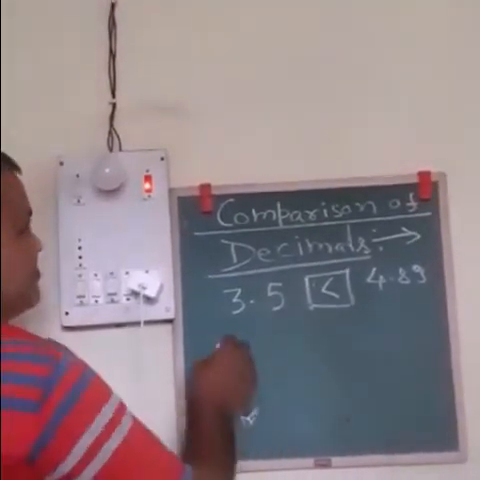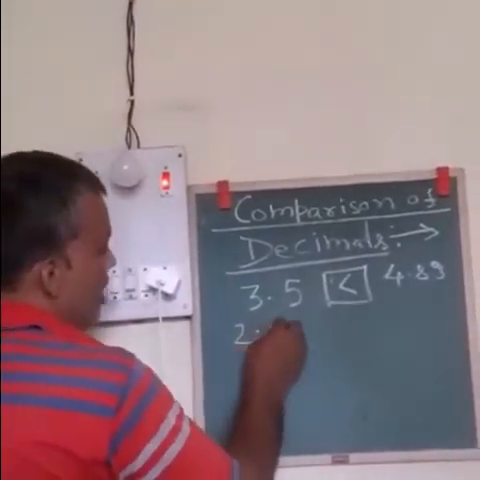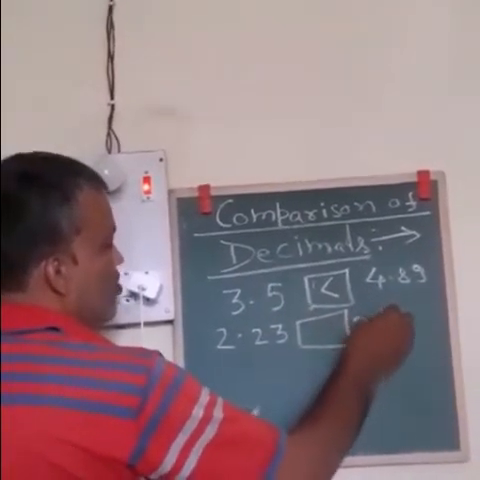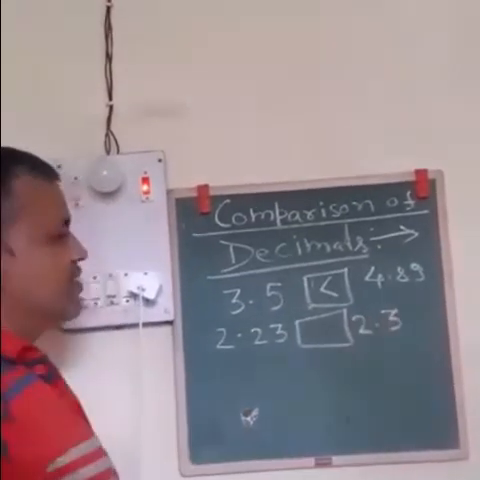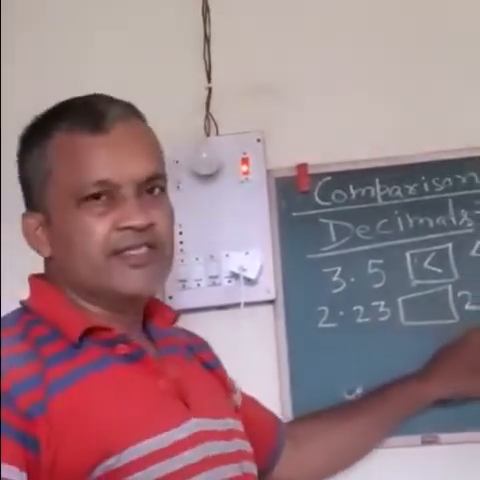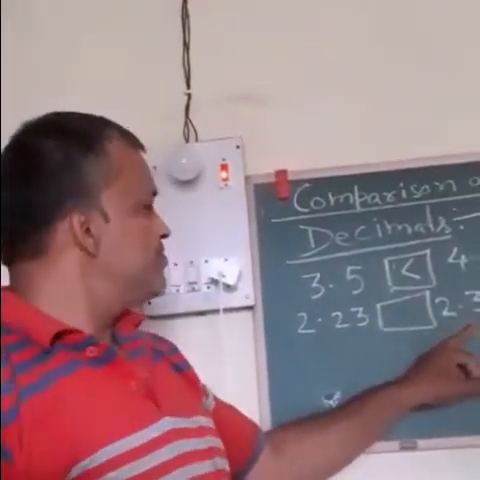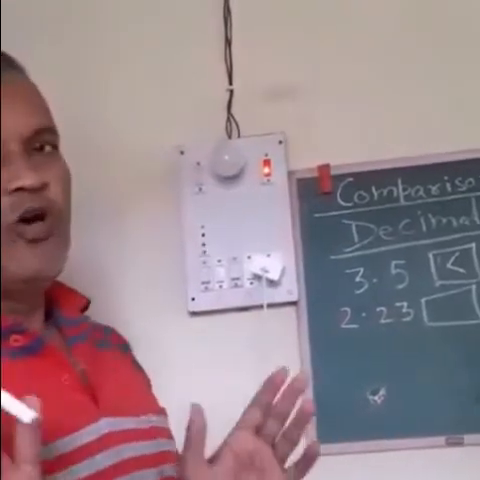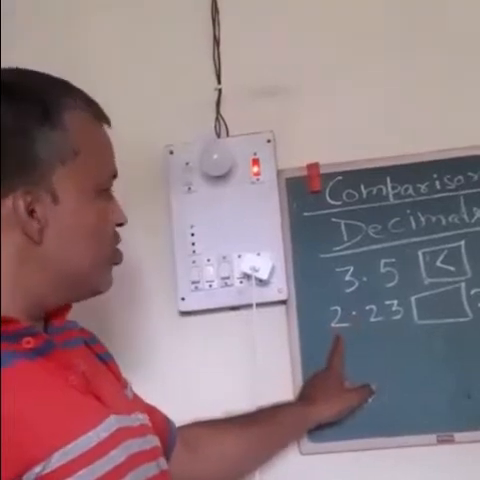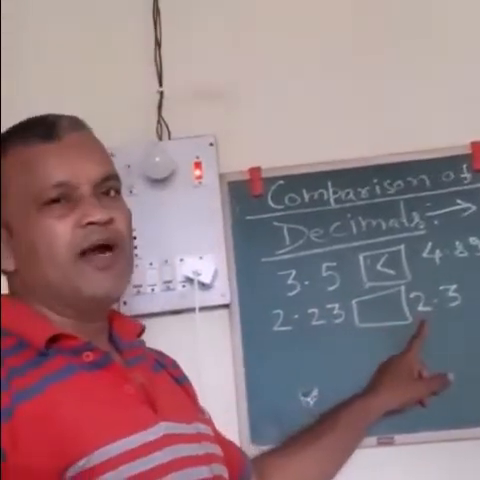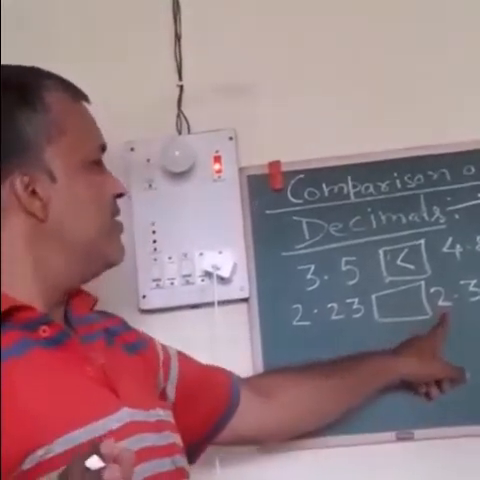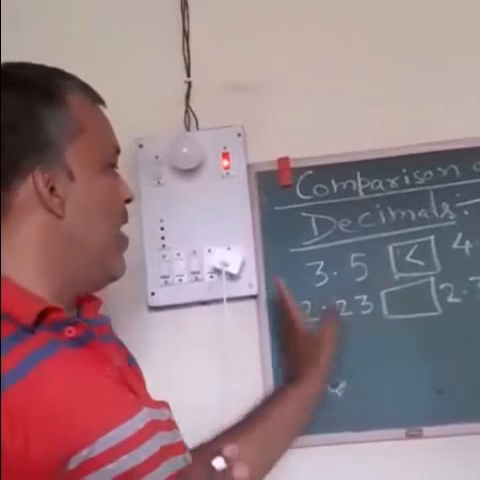For example, 2.23 and here 2.3. Now we have to compare between these both numbers. What should we do? We see at first the whole number part. Here the whole number part is 2 and here the whole number part is 2. It is not possible to compare here by whole number part.